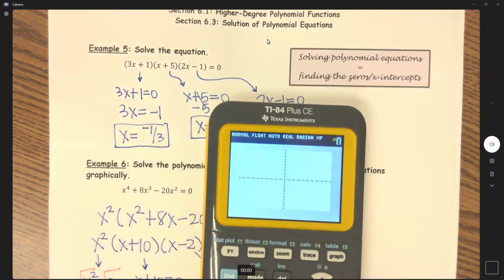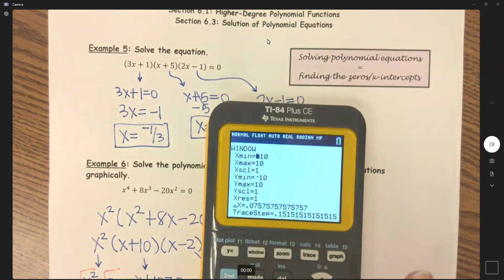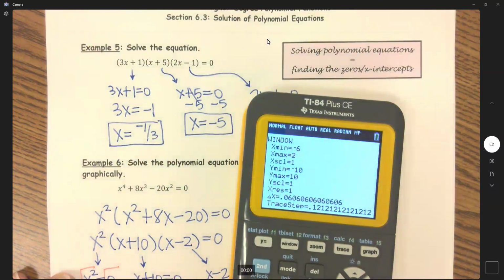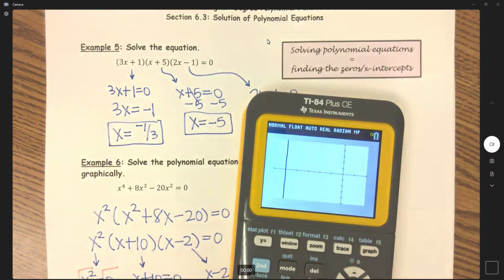And here is my graph. Because these are so close together, I'm actually going to zoom in a little bit more. So let me change my window. -6 to 2. And this really doesn't matter, so let's just go -5 to 5. So I'm just going to zoom in some.